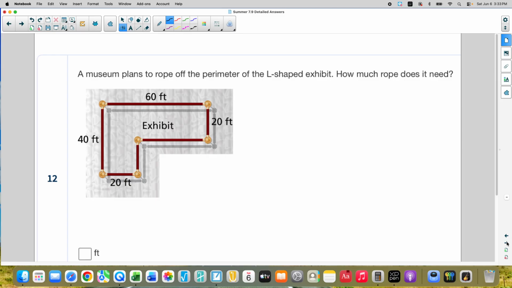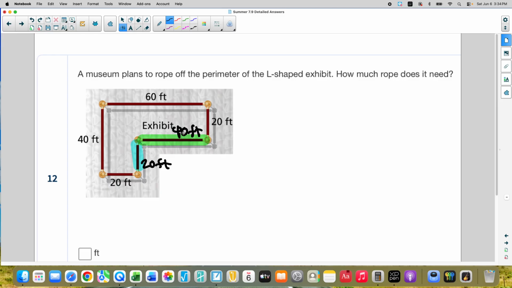A museum plans to rope off the perimeter of an L-shaped exhibit. How much rope does it need? Well, we would add up each of these measures. Oh, I see what you did there. Okay. So we have to find this missing and this missing length. Technically, that's going to be 20 feet. Let's move that down here, that's going to be 20 feet, and the green is going to be 40 feet.